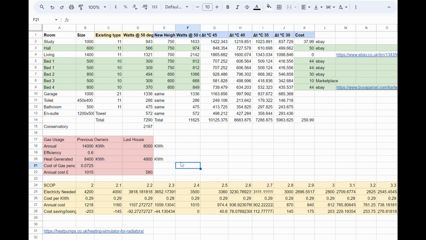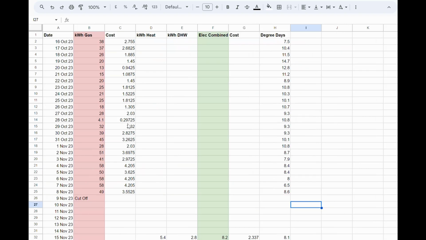This is a quick little basic sheet. This is how I came to a decision based on some of the available data to me. Some of the things that I could already measure, such as the radiator sizing, perform a heat loss calculation. And then I want to jump over to another sheet, which is our actual real-world measured performance.